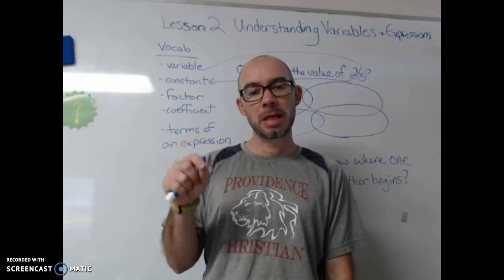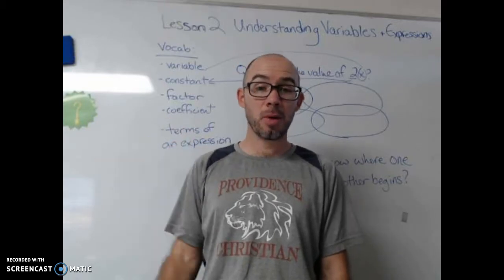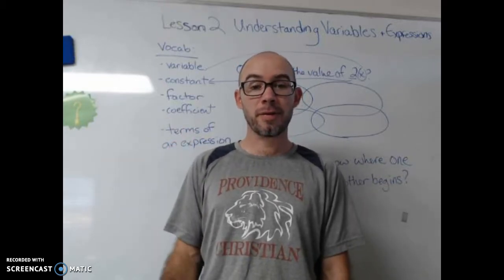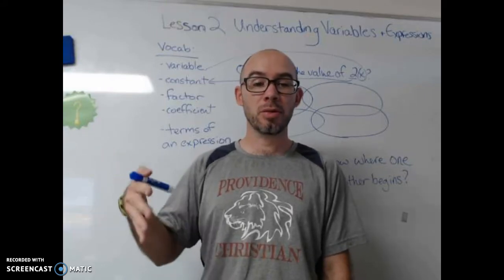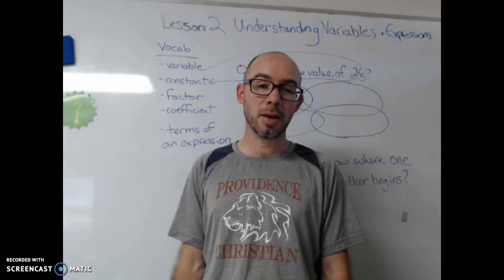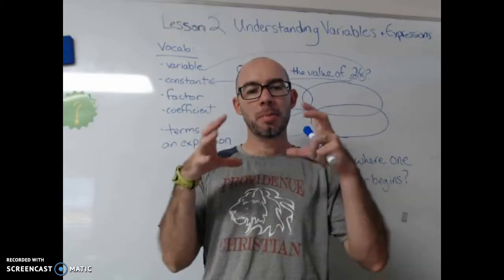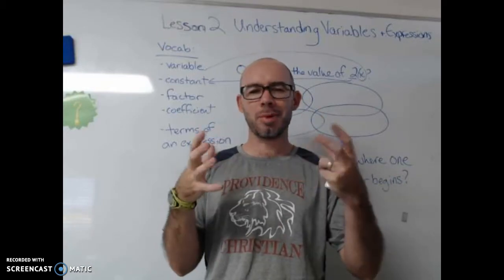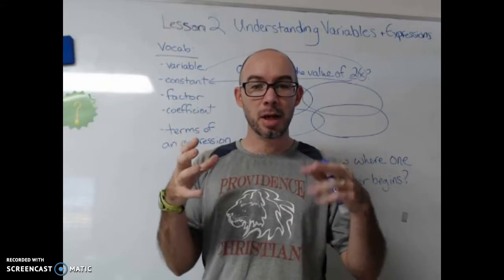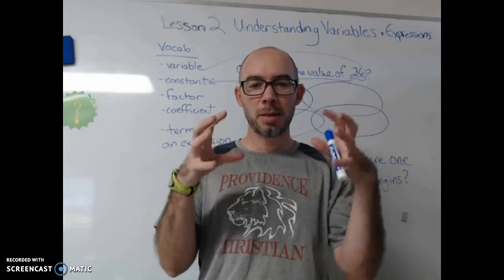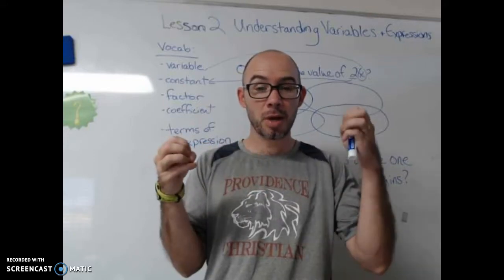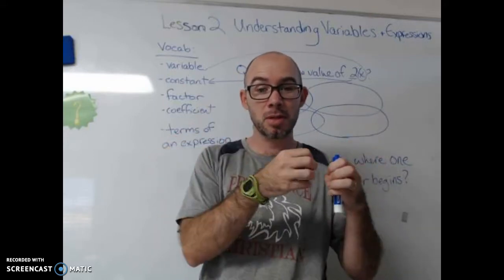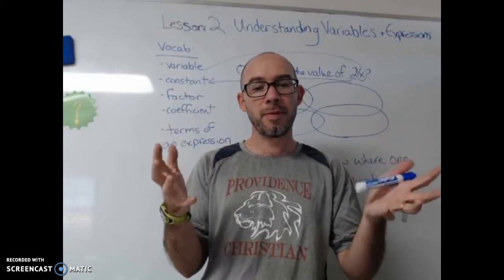Each of those pieces, because they're being multiplied by one another, is called a factor. Factors are the pieces of an expression that get multiplied together. When you take a composite number like 8 and break it into smaller numbers, 8 is actually 2 times 2 times 2. Those are called its prime factors.